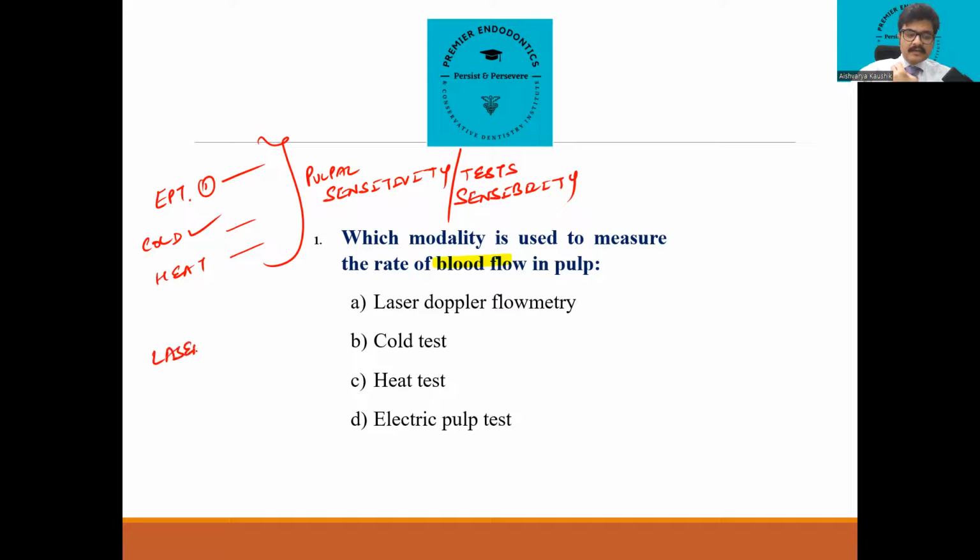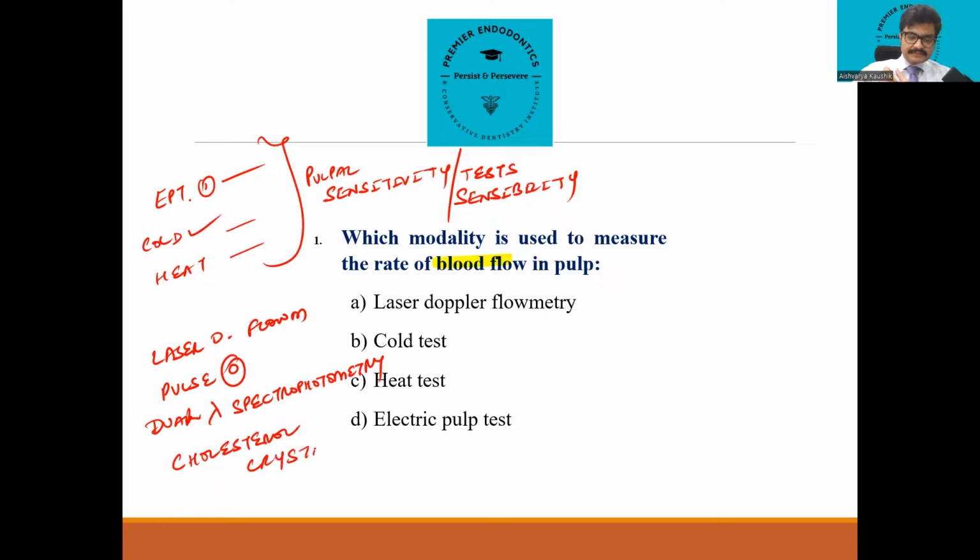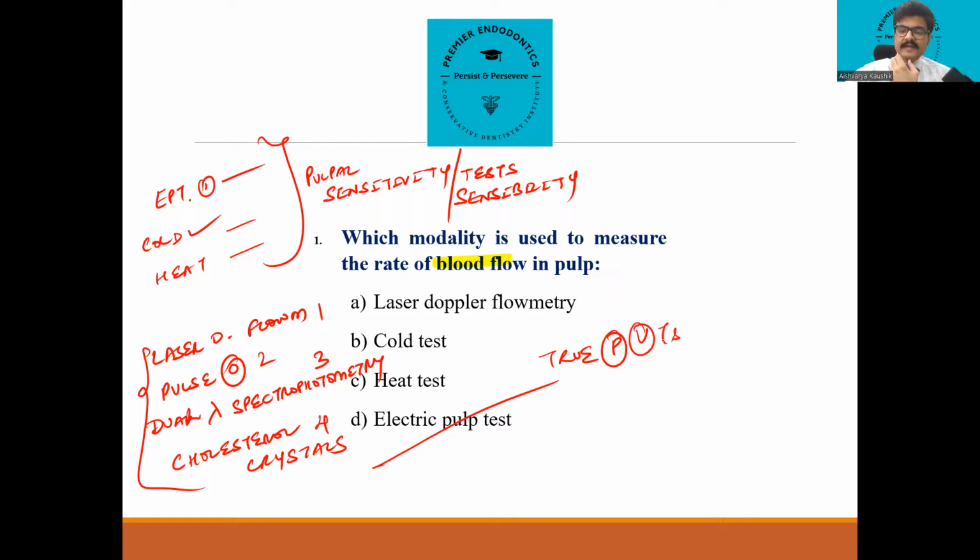Now, what are the true pulp vitality tests which measure the pulpal blood flow? They are laser Doppler flowmetry, then we have the pulse oximeter, then we have the dual wavelength spectrophotometry. And there is another way in which we can determine whether the pulp is vital or not, whether there is blood supply in the pulp or not. That is by way of cholesterol crystals. So these four methods, 1, 2, 3, and 4, are the true pulp vitality tests, right?